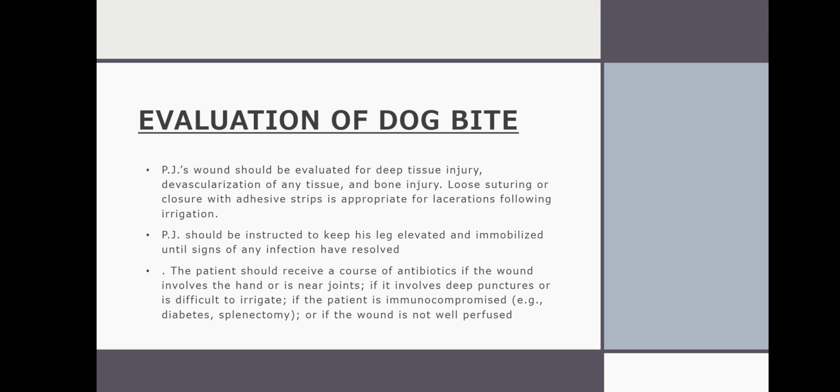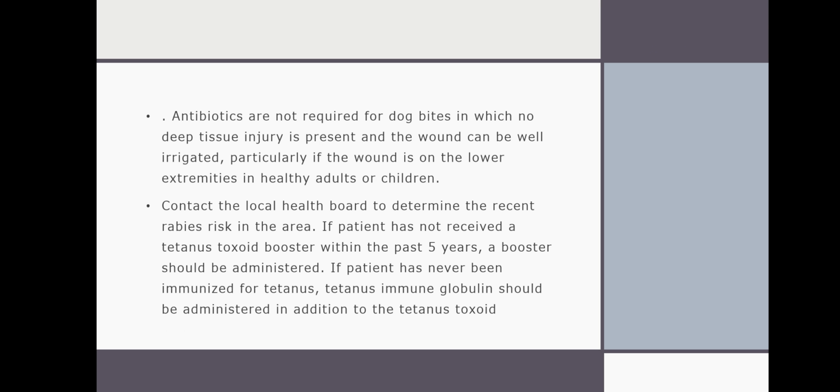The patient should receive a course of antibiotics if the wound involves the hand or is near joints, if it involves deep punctures or is difficult to irrigate, if the patient is immunocompromised, or if the patient is not well perfused. Antibiotics are not required for dog bites in which no deep tissue injury is present and the wound can be well irrigated, particularly if the wound is on the lower extremities in healthy adults.